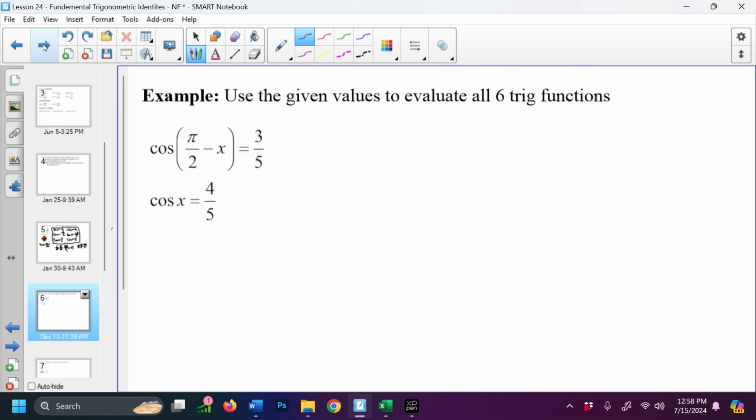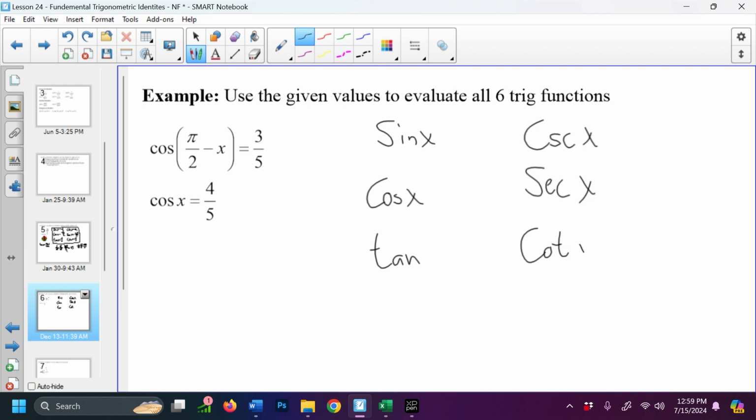Next example. It says use these given values to evaluate all 6 trig functions. So I will do the same thing. I'll go sine x, I'll go cosine x, I'll go tangent x, I'll go cosecant x, I'll go secant x, and I'll go cotangent x. Now I know that the cosine of x is equal to 4 over 5. Here I have the cosine of pi over 2 minus x equals 3/5.